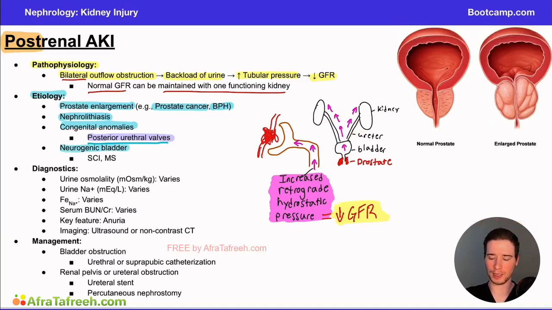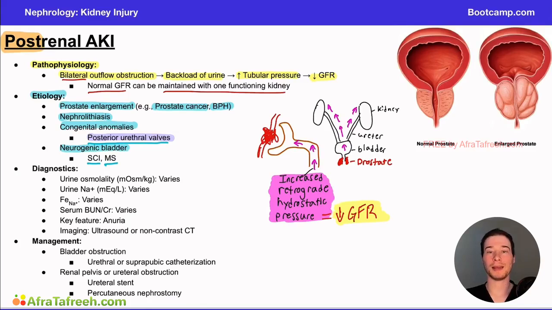The two most commonly tested ones are going to include a spinal cord injury, or SCI, or MS, multiple sclerosis. And these are neurological things that can happen to a patient which can decrease their ability to actually contract the bladder. This decreased ability to contract the bladder decreases our ability to actually push urine forward. And so again, we're going to get a similar thing here. If we're not pushing urine forward, we are actually getting a backup of fluid into the kidneys bilaterally. This is again going to lead to our primary problem with this condition, which is a decrease in the GFR.